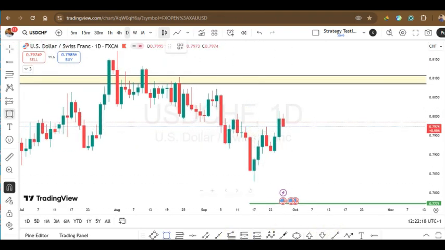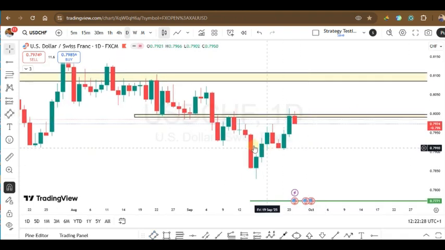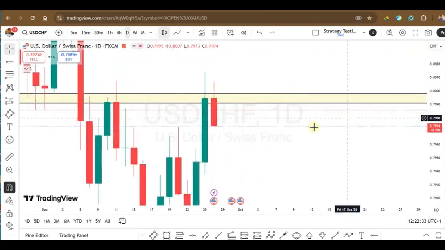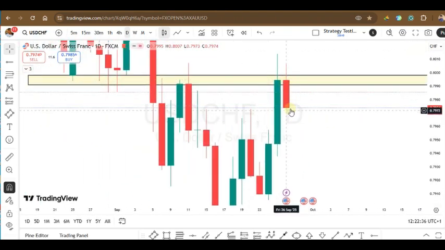So if I put a resistance here, you can see that price only broke through this level, then came back for the retest, and we are now seeing a massive rejecting candle, which is the last day candle close, the Friday candle close, and you can see that it's rejecting right from that point.